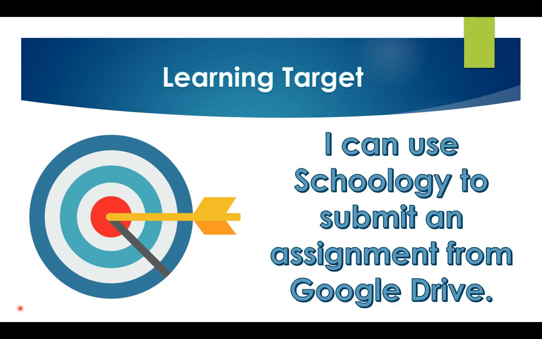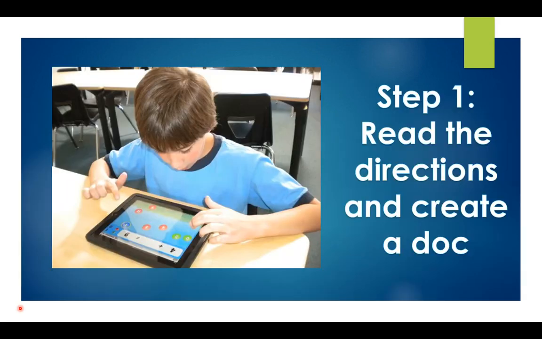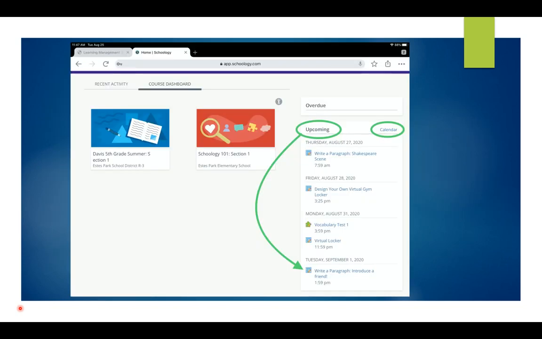So our learning target is: I can use Schoology to submit an assignment from Google Drive. Now, the first thing about that is you've got to read the directions for the assignment and create the appropriate document in order to be able to get the work done. And the easiest way to find your assignments, well, that's not true. There are many ways to find your assignment. One of them is to just look on the right-hand side to see your upcoming list. Now, you can also check your calendar, but we talked about that in another video.